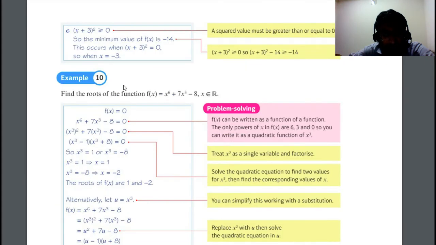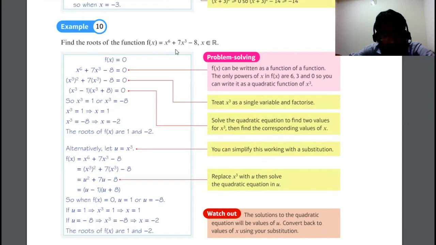Okay, moving on. Roots of the function. In this one we cannot go straight ahead and find the root of the function. We say that x raised to the power 3 is equal to, let's say, y. So if this is y, the first term automatically becomes y squared. So we solve it that way, and then put the values equal to whatever assumption we made.